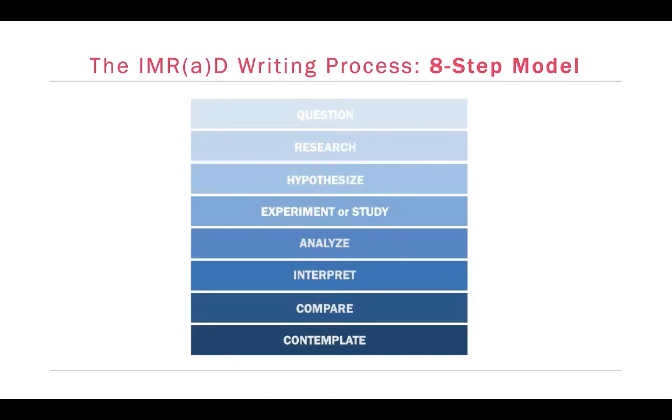We can also think about this in a recursive way, which means that it points back to itself. And if we think about it as kind of a Russian doll model, the innermost components of this 8-step writing model link up to each other and then proceed in sort of a diametric movement. So if we think about it, the analysis needs to point back to the experiment or the study. It is directly analyzing what happened over the course of those events.